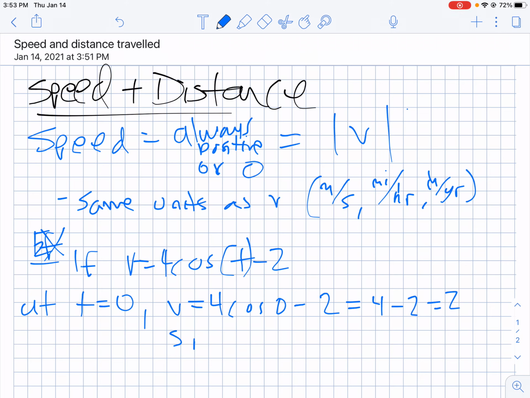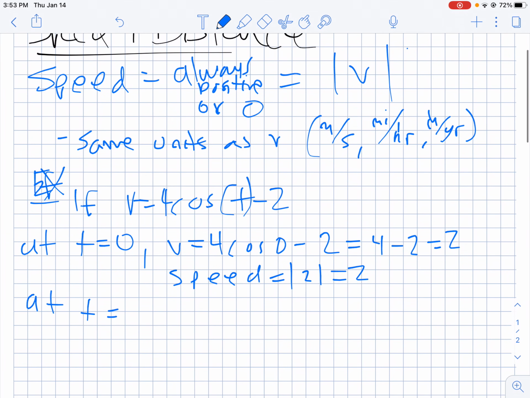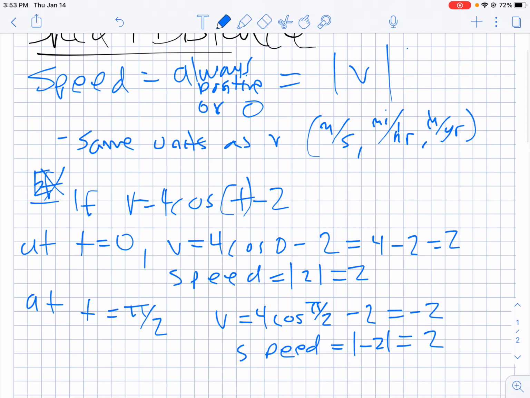So what that means is that your speed is equal to the absolute value of that velocity, which is just 2. If we look, for example, at t equals pi over 2, your velocity there would be 4 times cosine of pi over 2, which is 0, minus 2, which turns out to be negative 2. So your speed is still just the absolute value of negative 2, which is just 2. Okay, cool. So that's just what speed is.